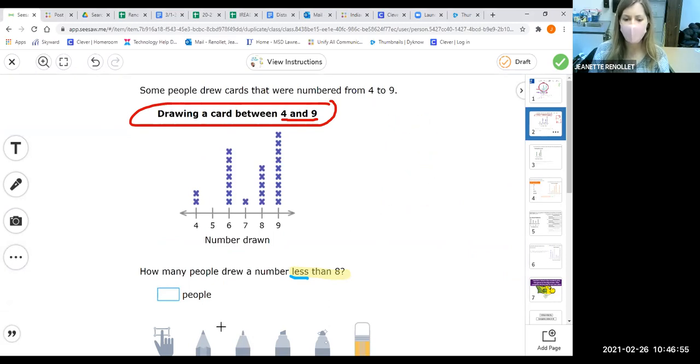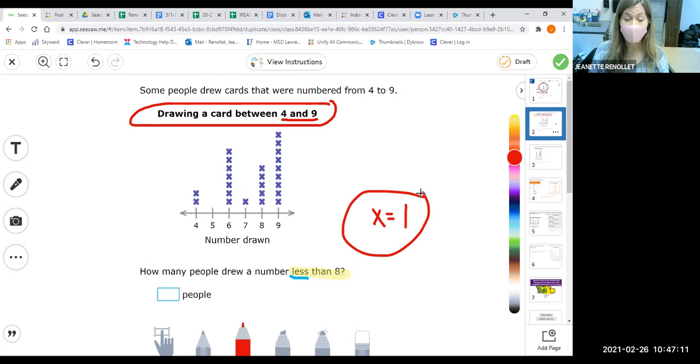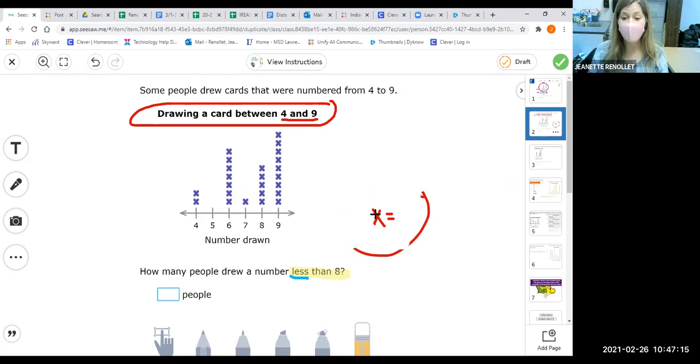Do we see a scale anywhere on the graph that says X is equal to something? I do not see that. That means X is equal to 1. If you do not see it, this is what it means. If it doesn't say X is equal to something, that's something you can always tell yourself.